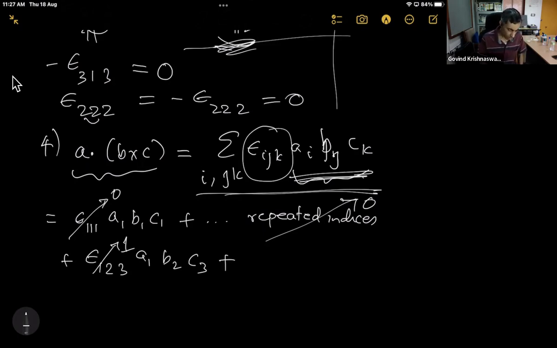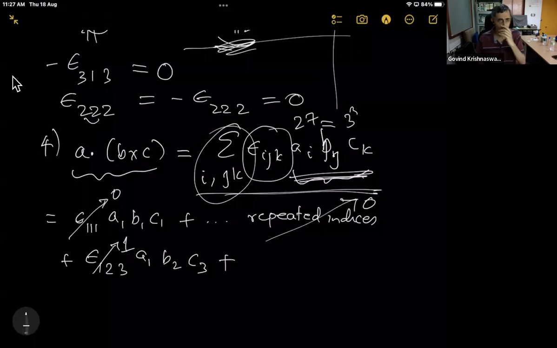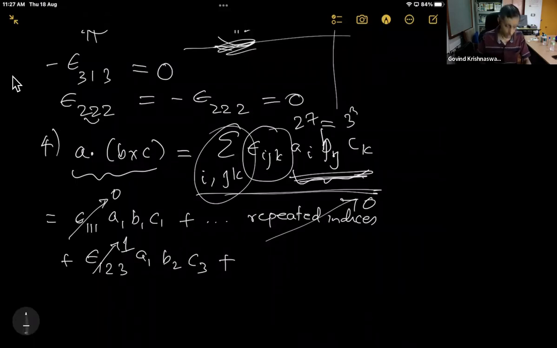By the way, how many terms are there a priori? Total number of terms? So 27, indeed. 3 cubed, 27 terms are there, but we have already thrown out a lot of them which had a pair the same. And so how many terms are we left with besides those?